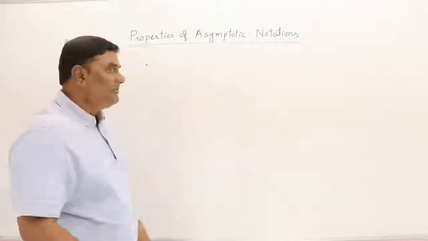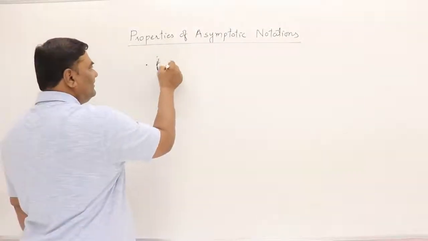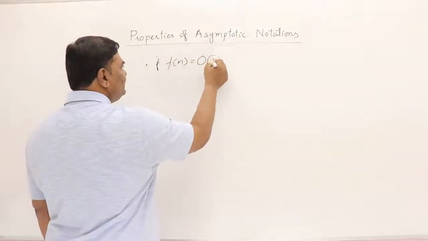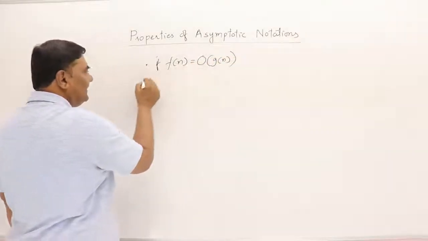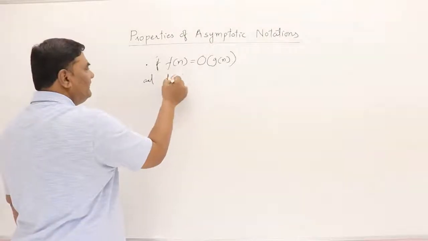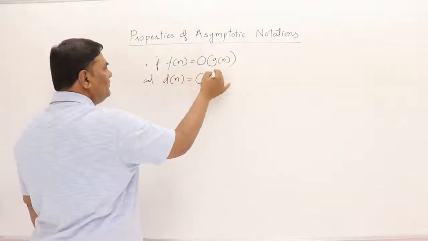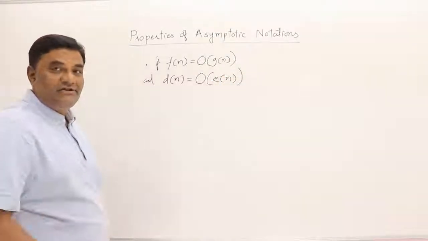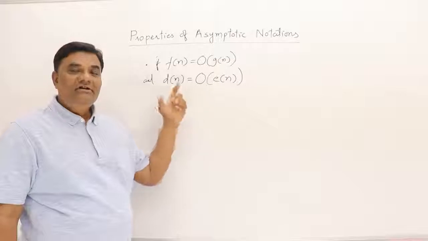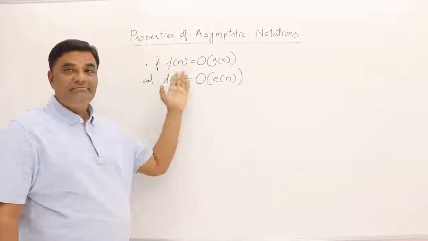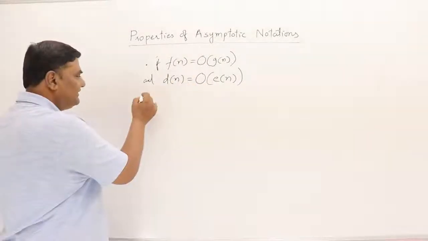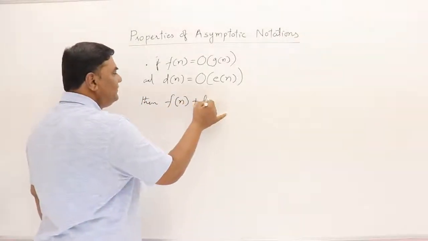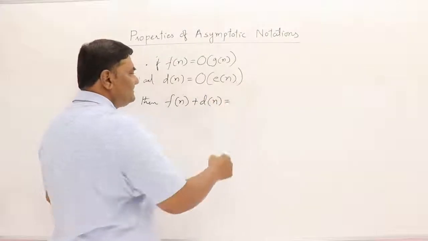Next, let us take one problem. If f of n is big O of g of n and d of n is big O of e of n. There is one function f of n, its upper bound is g of n. There is a function d of n, its upper bound is e of n. Then f of n plus d of n, what will be the answer?